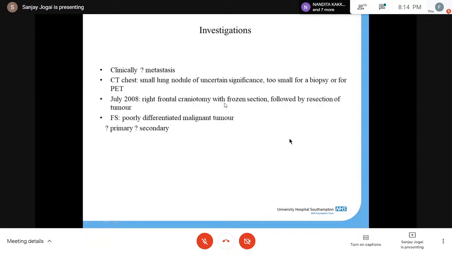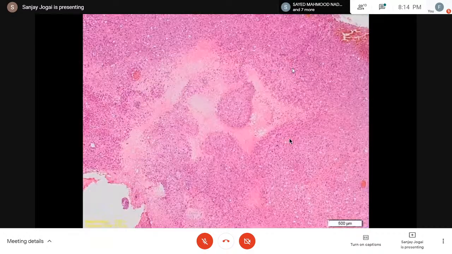So they went ahead and did a frontal craniotomy with frozen section. On frozen section, this was reported as poorly differentiated malignant tumor. Not personally me, but the neuropathologist said this could be a primary, this could be secondary, and they stopped. Now, this is where it became interesting. This is a very low power view. You can see lots of necrosis with sheets of tumor cells.